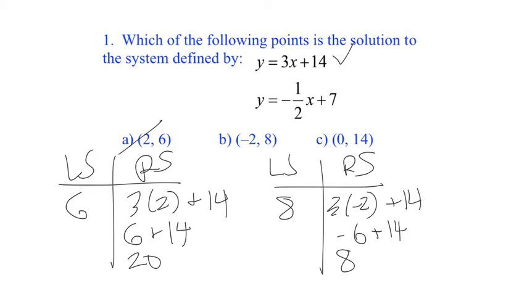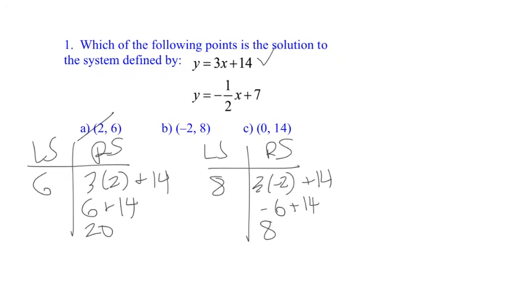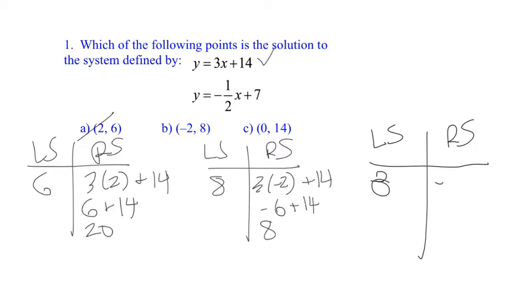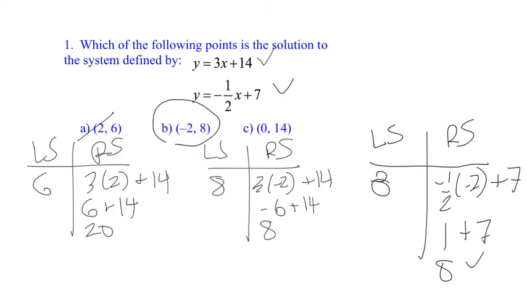Unfortunately, we're not done yet because we have to check to see if it's on the second equation. So I'm just going to move over a tad here and do the exact same procedure, but now with the second equation. Left side, right side, and the left side is still y, so that's 8. And on the right side, there's going to be negative 1 half times negative 2 plus 7. So negative 1 half times negative 2 is 1, plus 7, and that's 8. So left side equals right side. This equation is also satisfied, which means that (negative 2, 8) is the solution to the system.